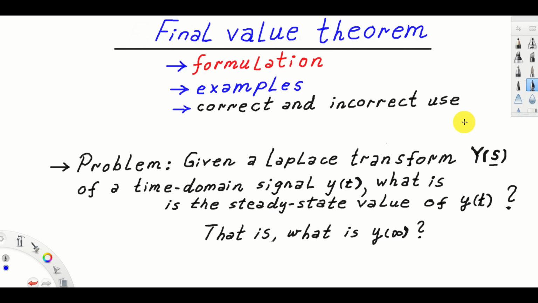Hello everyone and welcome to the Control Engineering and Control Theory tutorials. In this tutorial we will cover the final value theorem.